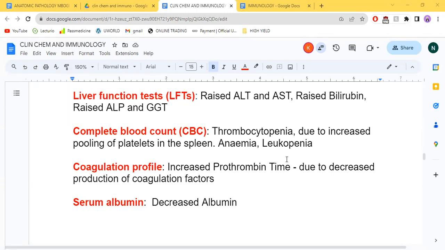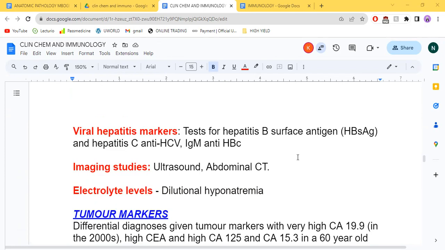Then we can check serum bilirubin, because bilirubin is usually processed by the liver and excreted in bile. Elevated levels of serum bilirubin may suggest liver dysfunction and can be seen in conditions associated with portal hypertension. And then we can test for viral hepatitis markers to see if it was a hepatitis case, like HBsAg, hepatitis B surface antigen, and hepatitis C virus. And we can also do imaging for this patient: ultrasound, and abdominal CT, and then electrolyte levels.